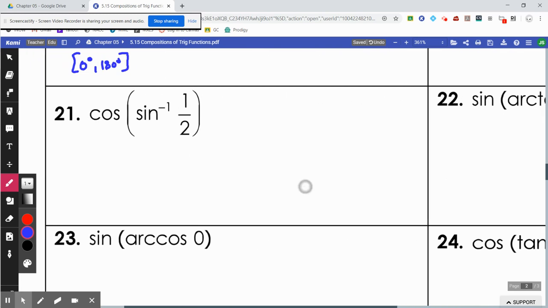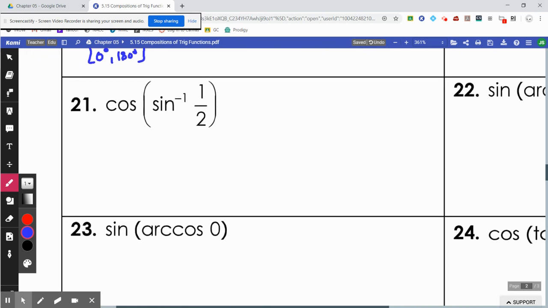Number 21. The inverse sine of 1/2. Okay, to find the inverse sine, now these are a little bit faster. The inverse sine of 1/2, you're saying the sine of what value is 1/2, and that has to be an angle between negative 90 and positive 90. So that would be a 30-degree angle.